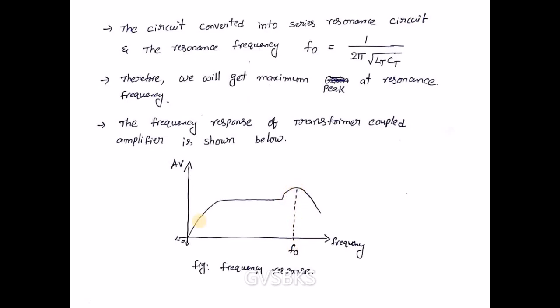Because of the primary shunt inductance LP, we are getting low gain in the low frequency range, and because of the series leakage inductance and the distribution capacitance, the gain is getting down at high frequencies. At mid frequencies the gain is somewhat stable, and at the resonant frequency we are getting the maximum peak. So this is about the transformer coupled multi-stage amplifier analysis. Thank you. I hope you understood.